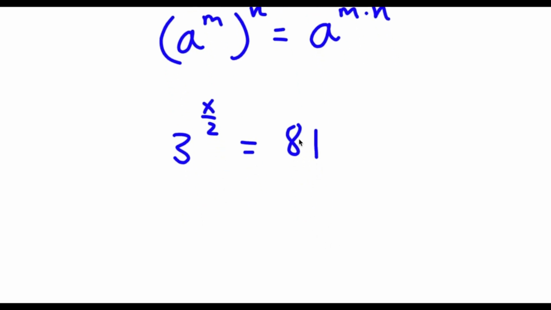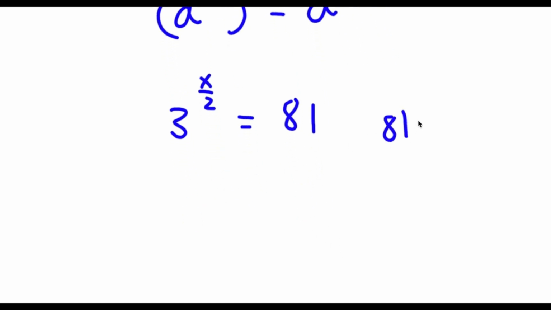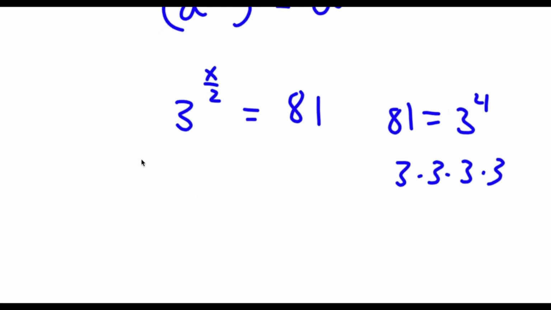Now, 81 is the same thing as 3 to the power of 4, because 3 to the power of 4 is 3 times 3 times 3 times 3. 3 times 3 is 9, 9 times 3 is 27, and 27 times 3 is 81. So now I'm going to replace 81 with 3 to the power of 4. So now I have 3 to the power of x over 2 is equal to 3 to the power of 4.